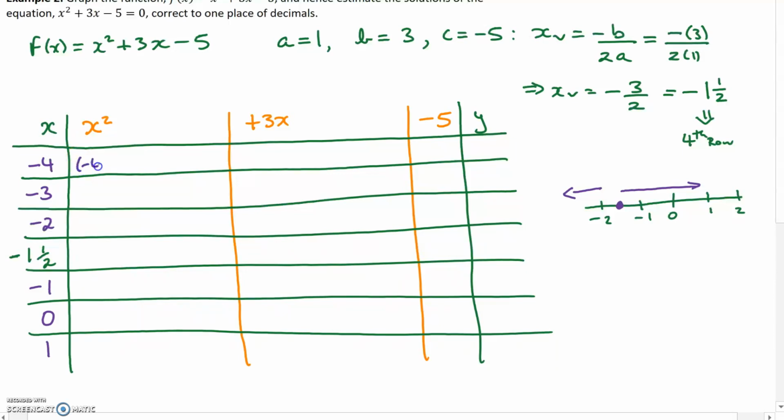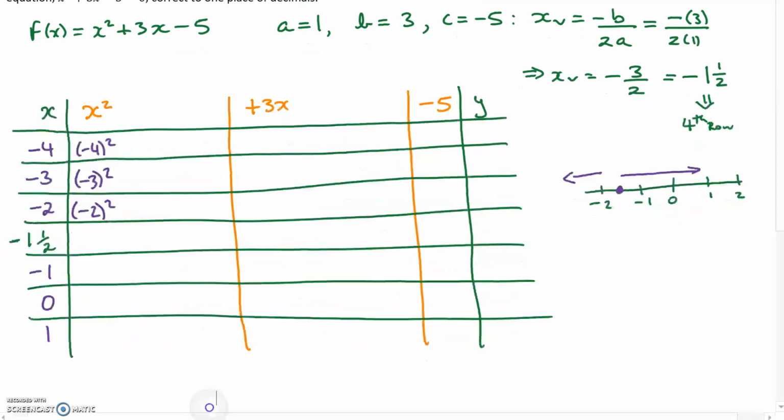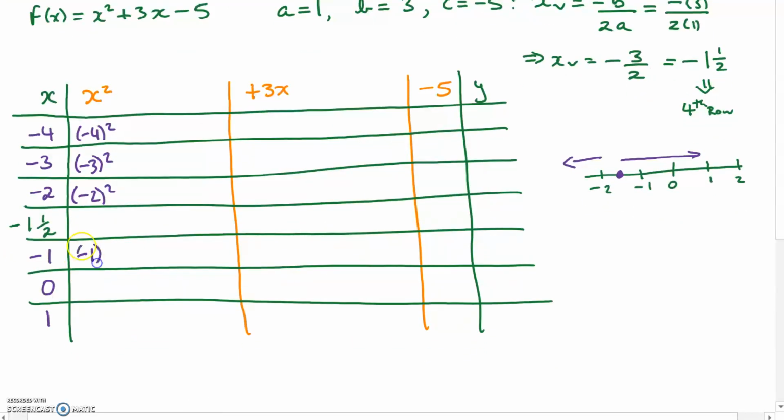So this is going to be negative 4 squared, negative 3 squared, negative 2 squared. I'm going to leave the fraction one alone because I just don't want to deal with it. If you want to, you certainly can, but we'll see that it's not necessary to solve our problem. So the fraction one I'm just going to skip. Right, let's work these out. Negative 4 squared is 16, negative 3 squared is 9, negative 2 squared is 4, negative 1 squared is 1, 0 squared is 0, 1 squared is 1.